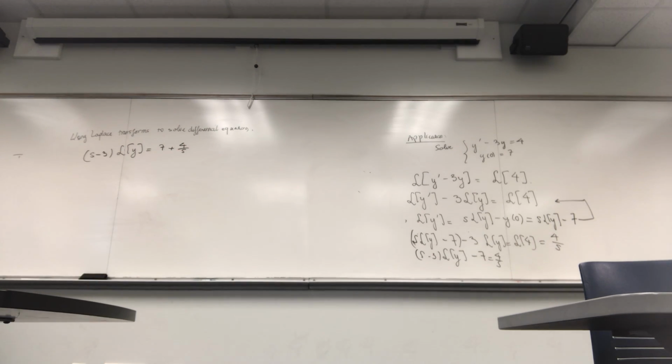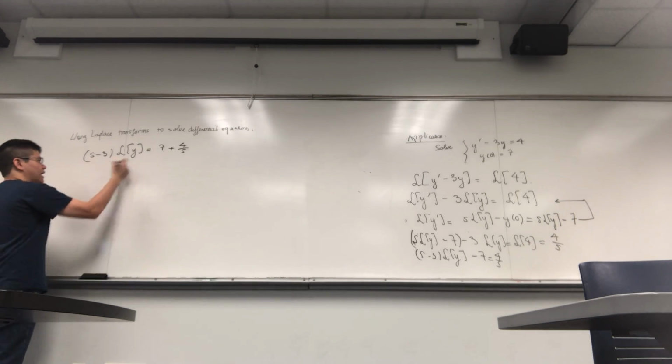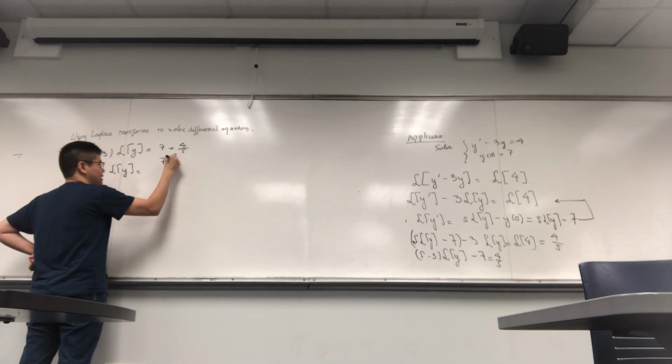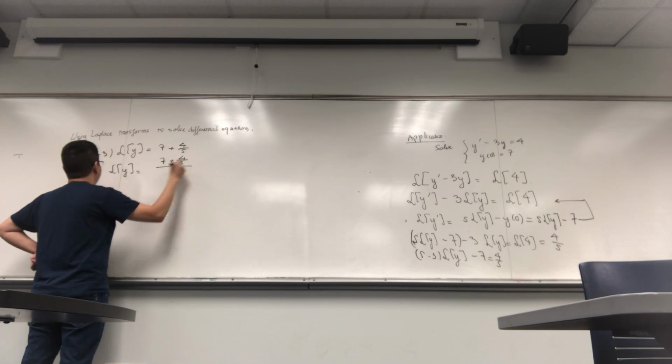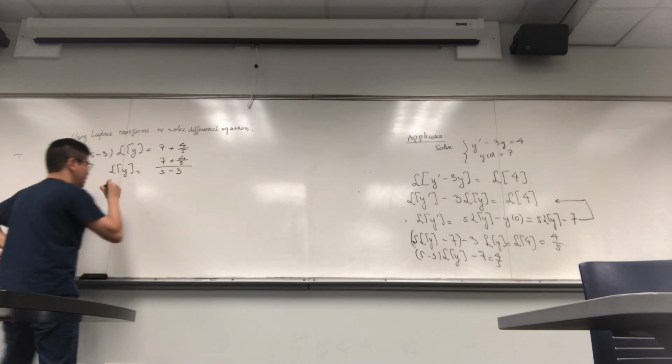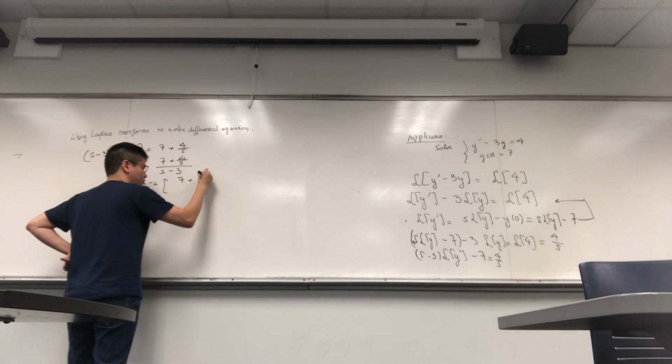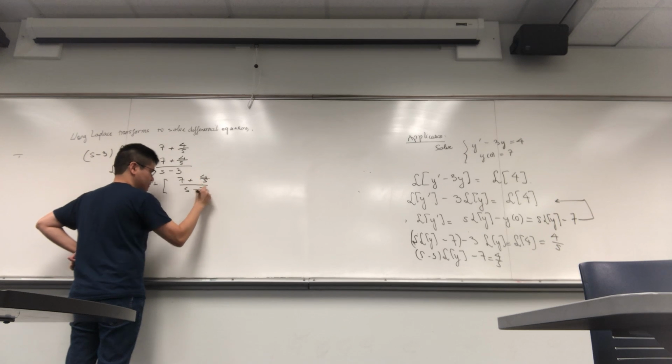So what is the value of the Laplace transform of y? Do we divide both sides by s minus 3 and then take the inverse Laplace transform of both sides in order to find y? Right, so now I can find the Laplace transform of y by dividing both sides by s minus 3. And y will be the inverse Laplace transform of (7 plus 4 over s) over s minus 3.